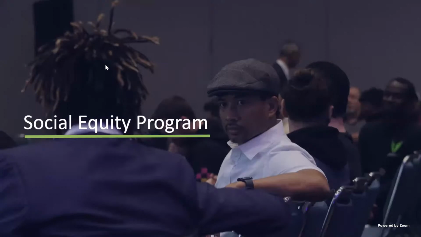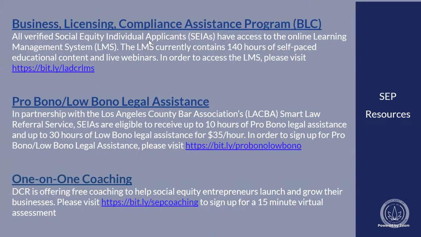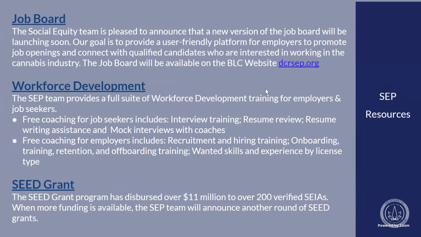Jumping into the social equity program, the program is intended to promote equitable ownership and employment opportunities. There are a number of services that Dr. Amani Brown and her team are providing: business licensing and compliance assistance. Every verified social equity individual applicant has access to the learning management system. Folks can reach out to the social equity team to find out about pro bono, low bono legal assistance services, one-on-one coaching. We have a job board. We have different workforce development tools. And of course, from time to time, we get state grant monies to provide direct financial assistance to businesses.